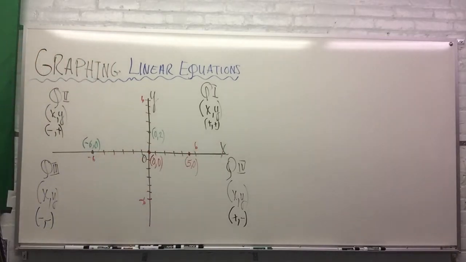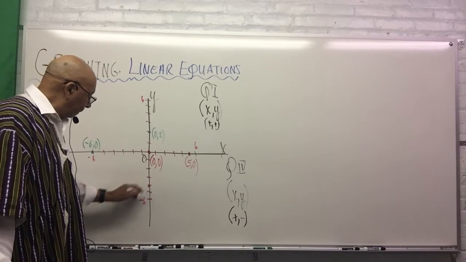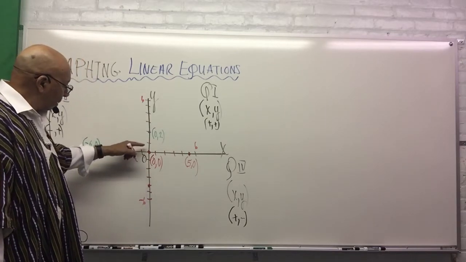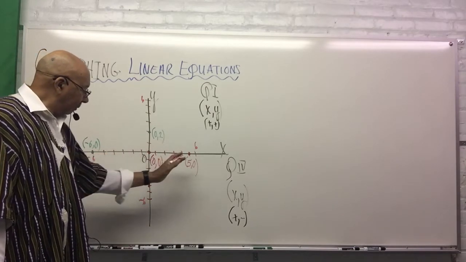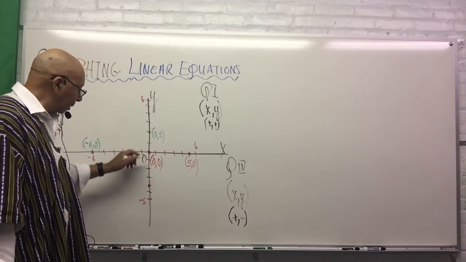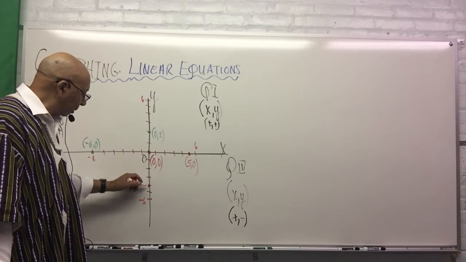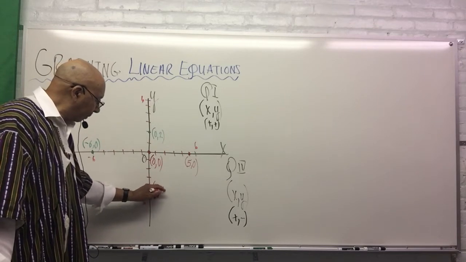So let's take another. What is the coordinate right here? It's 0 for x, because it's not left and it's not right. It's on the y-axis, so it comes down 1, 2, 3, 4. So it's 0 for x and -4 for y.